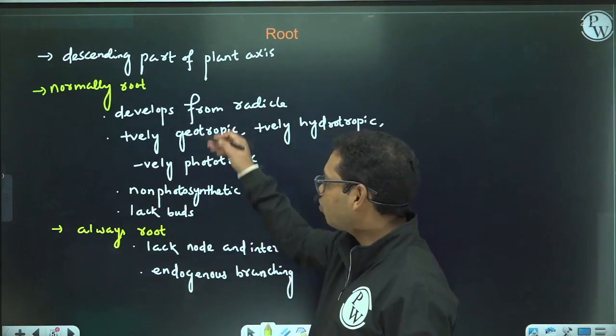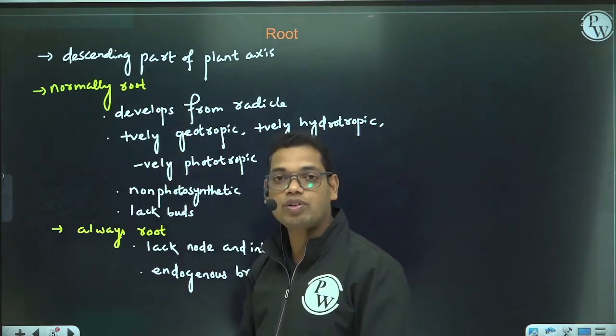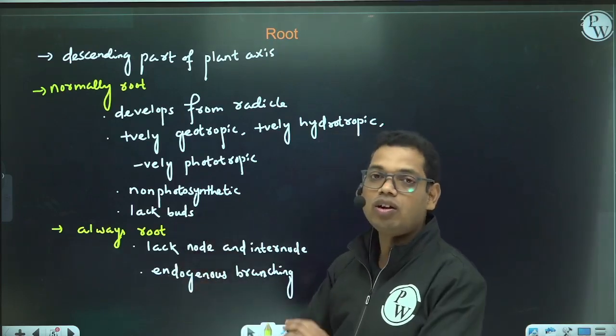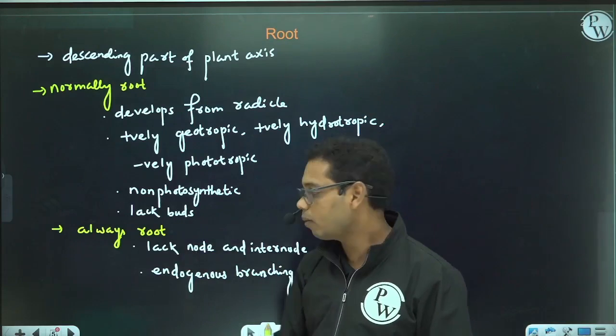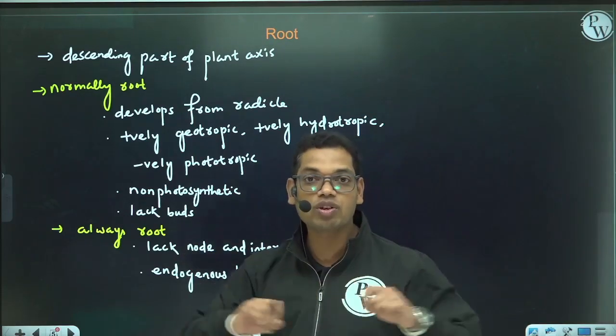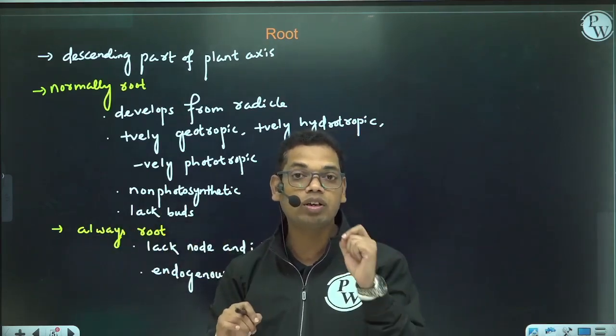Okay, these are the features which are normally found in the root, but there are some features which are always present in the root. So what are those features? One is that the root will never have any kind of node or internodes, and it will show endogenous branching. Whatever lateral branches of the root develop, they develop from the pericycle.